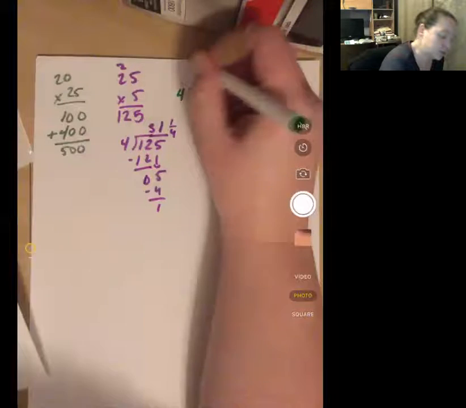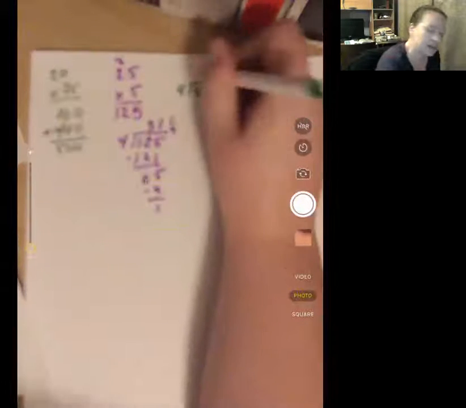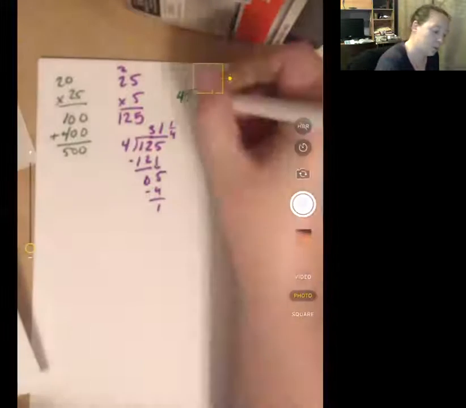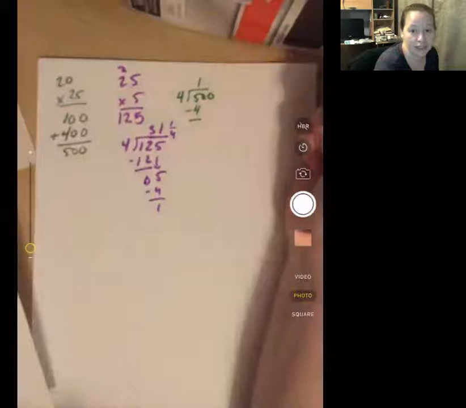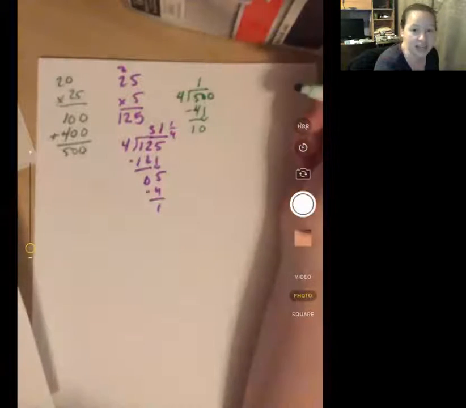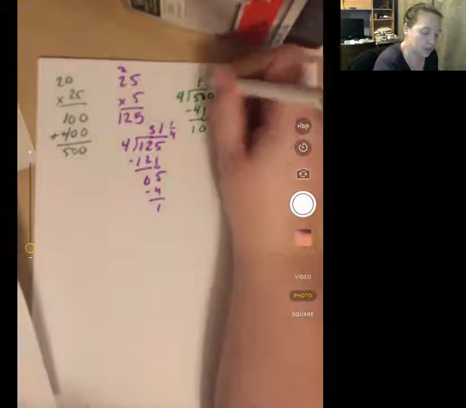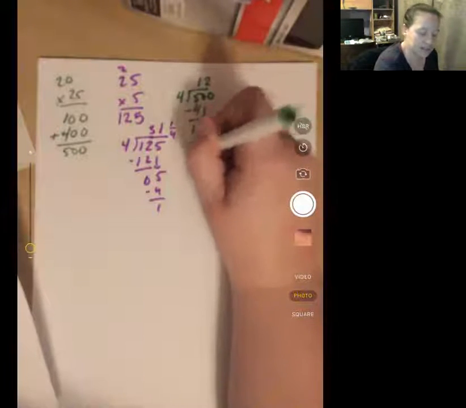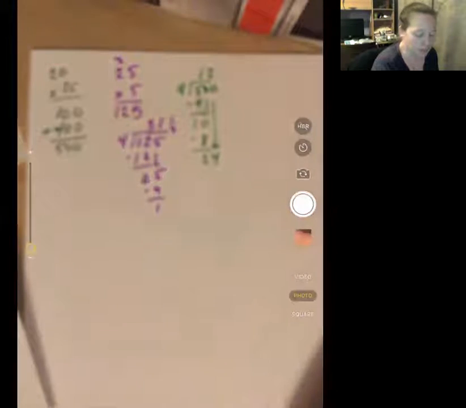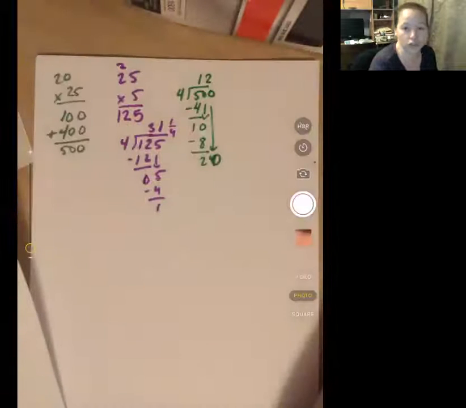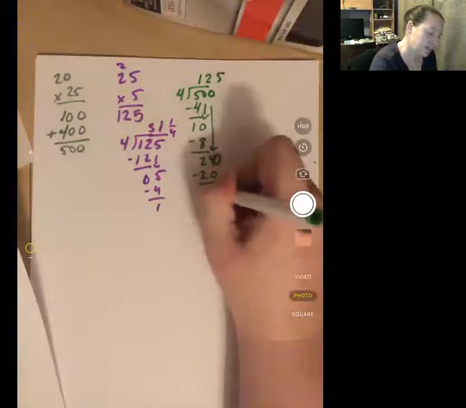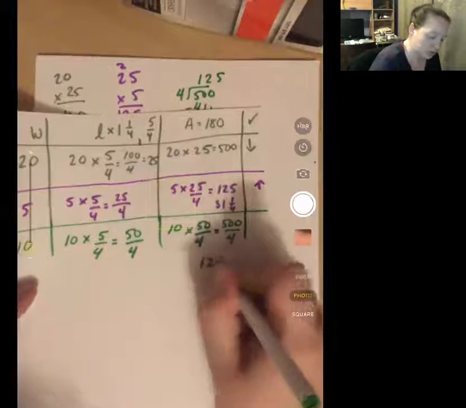I need, how many times does 4 go into 500? 4 goes into 5 1 time. 1 times 4 is 4. 5 minus 4 is 1. Bring down the 0, gives us a 10. 4 goes into 10 2 times, because 2 times 4 is 8. 10 minus 8 is 2. Bring down the 0. 4 goes into 20 5 times, because 5 times 4 is 20. Okay, so this whole thing is equal to 125.